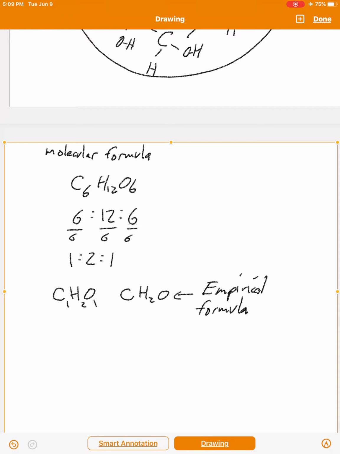The empirical formula shows you the smallest possible ratio that accurately depicts the ratio of each element in the compound, right? The smallest possible ratio that represents 6 to 12 to 6 is 1 to 2 to 1, okay? And we call that empirical formula. Now, you might ask, what's the point of an empirical formula? But it turns out there are chemical methods, analytical methods, which allow us to determine the empirical formula, but not the molecular formula. And so the empirical formula is a stepping stone toward finding the molecular formula of a substance. Okay? So that's a discussion of that.